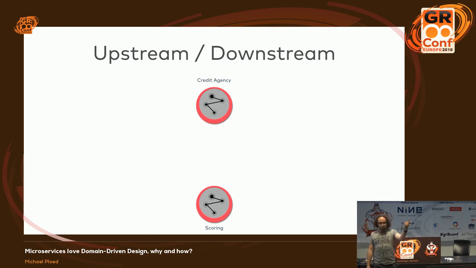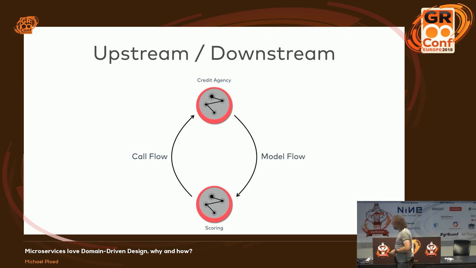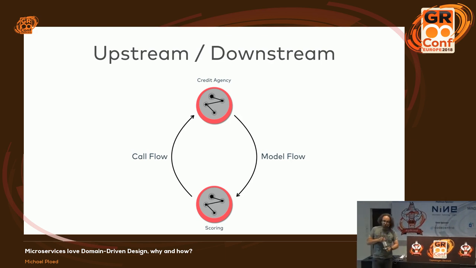So the first flow between those two systems is the so-called call flow. The scoring component is talking to the credit agency. Let's say it's consuming a web service or some RESTful resource or something like that. That's one flow, and that is the focus of a lot of the enterprise architecture stuff. But there is another flow, and that is called the model flow. So what does that mean, the model flow? The credit agency has a model, a business model. For instance, its lookup key is first name, last name, street, postcode, city, birthday, and that's their lookup key for a given customer.